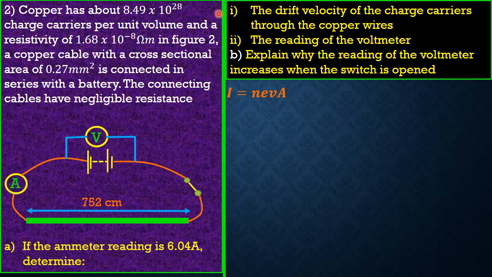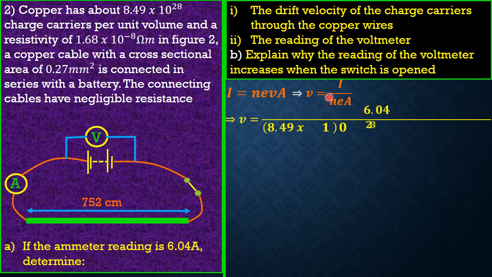Since the question wants us to get the drift velocity, it means that our v is going to be I over nEA. Putting in all the values, we're going to have v equal to, I in this case has been given. Where's I, friends? Let's look at I. That is 6.04 amperes.